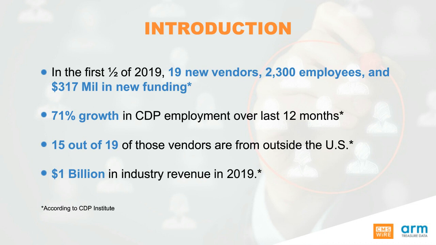Interesting number that has been confirmed for a few years: there were predictions that there would be about $1 billion in revenue in 2019. That is true. That has come true. A lot of these numbers come from the CDP Institute, and they're good numbers. So good stuff to find.